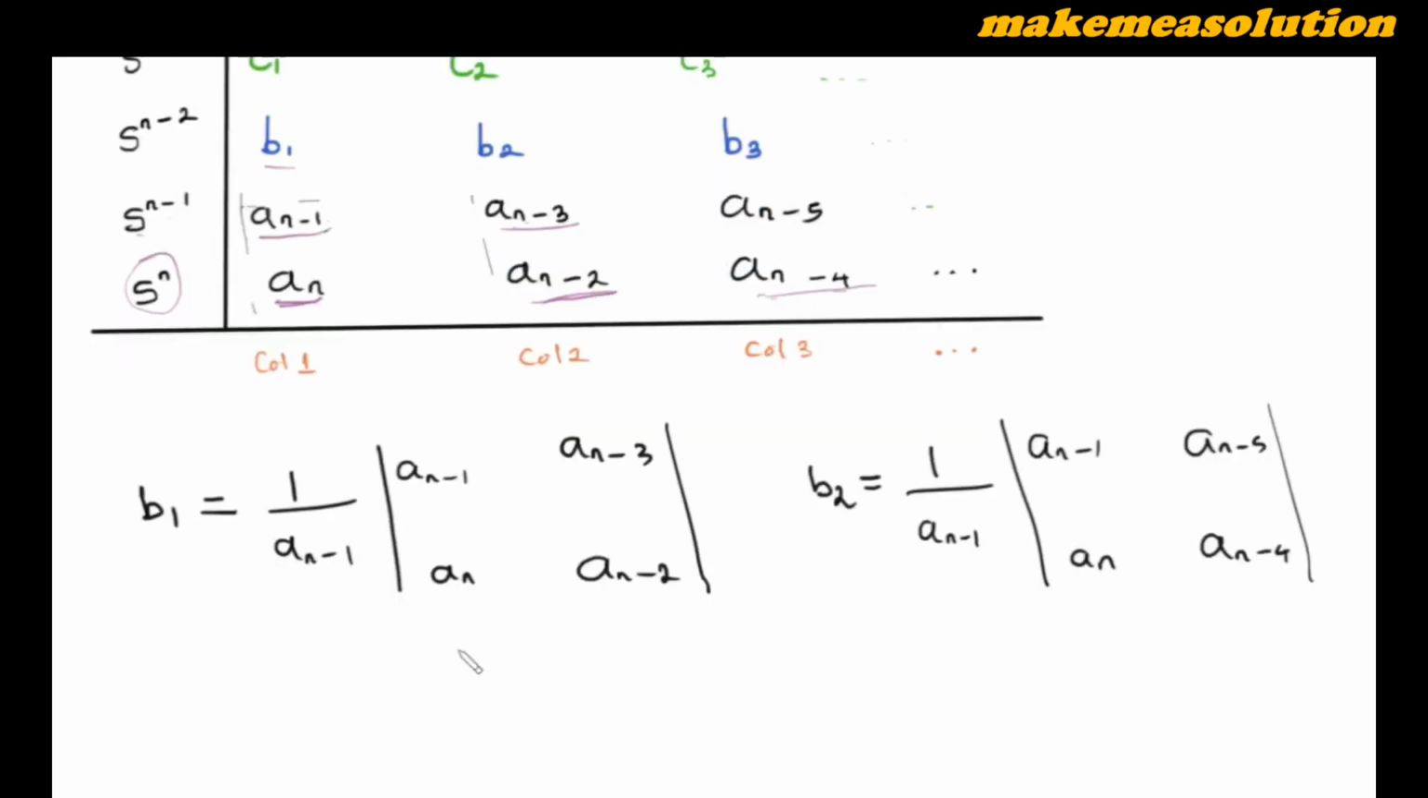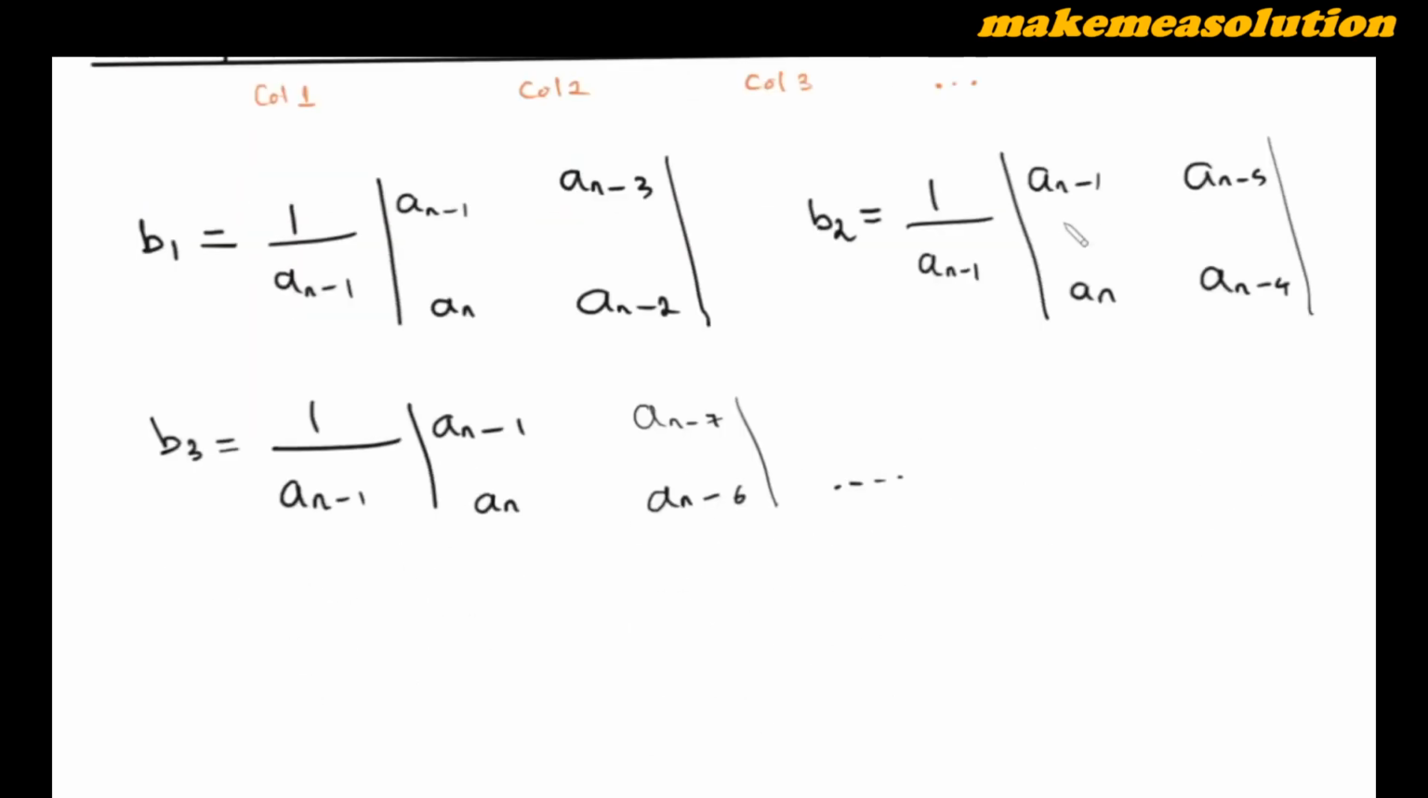can you guess what B3 will be? If you're good with understanding pattern, you will see that B3 will also be 1 over an minus 1. Then if you want to get the determinant of B3, then you now have an minus 1, you have an. Then instead of you to have an minus 5, you probably have an minus 7 and an minus 6, and so on and so forth. So that's how it keeps going. So the pattern keeps increasing in that way.